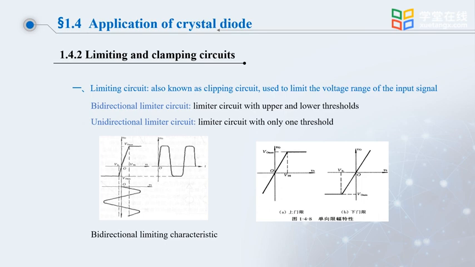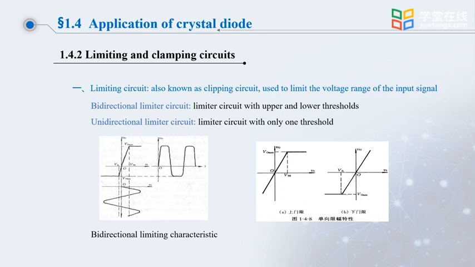As the sinusoidal signal changes, at some point its voltage will exceed VIH, and it will also go lower than VIL. The voltage beyond the thresholds will be flattened. Therefore, the output voltage Vo should be such an output signal, with the upper and lower peaks flattened. Such an output voltage is a bidirectional limiting characteristic.